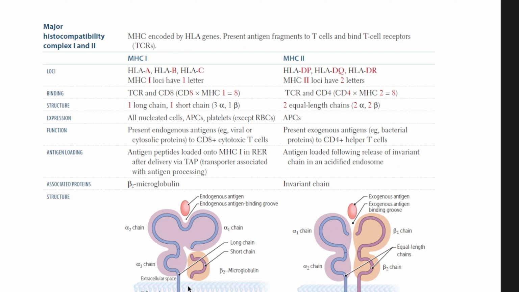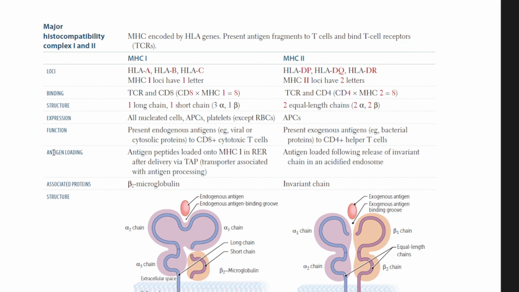So the other one only has 1 leg, it can't walk around. It's going to be inside the cell. That's why it's going to present endogenous antigens, like viral cytosolic proteins, and they bind to CD8. Remember, CD8. The other one binds to CD4.